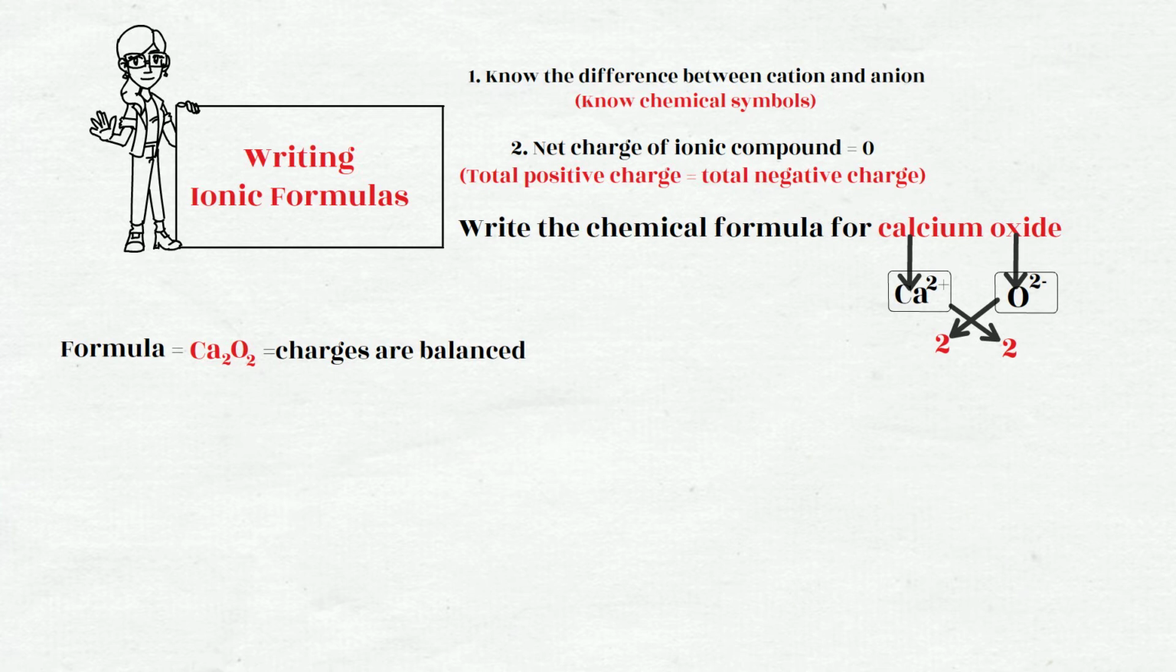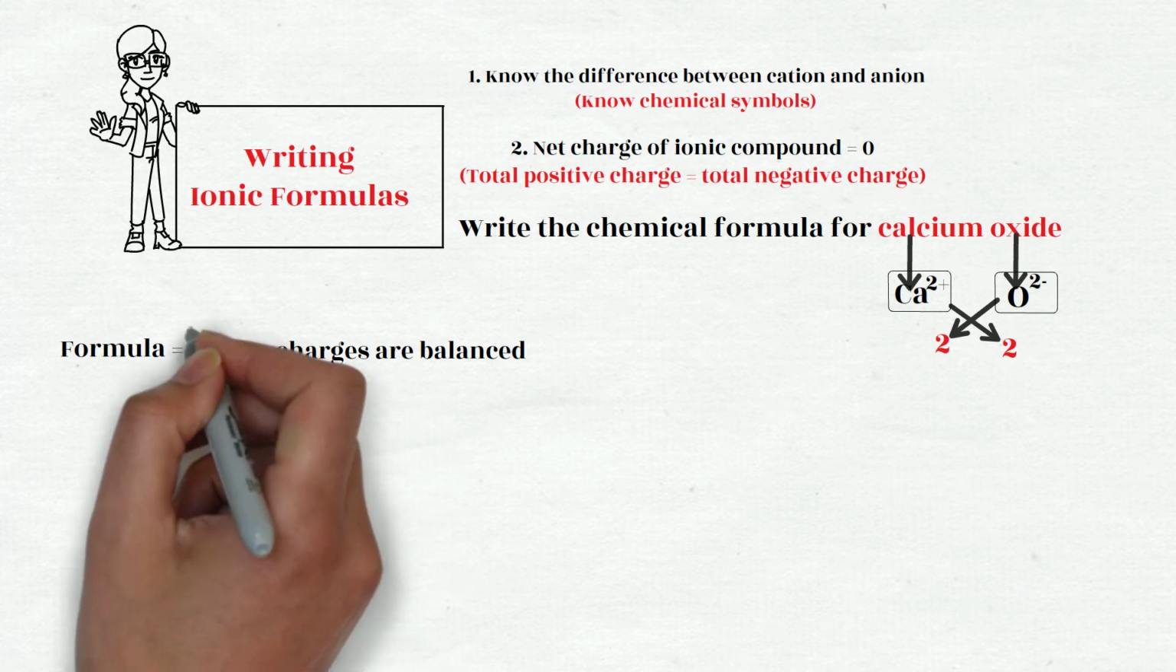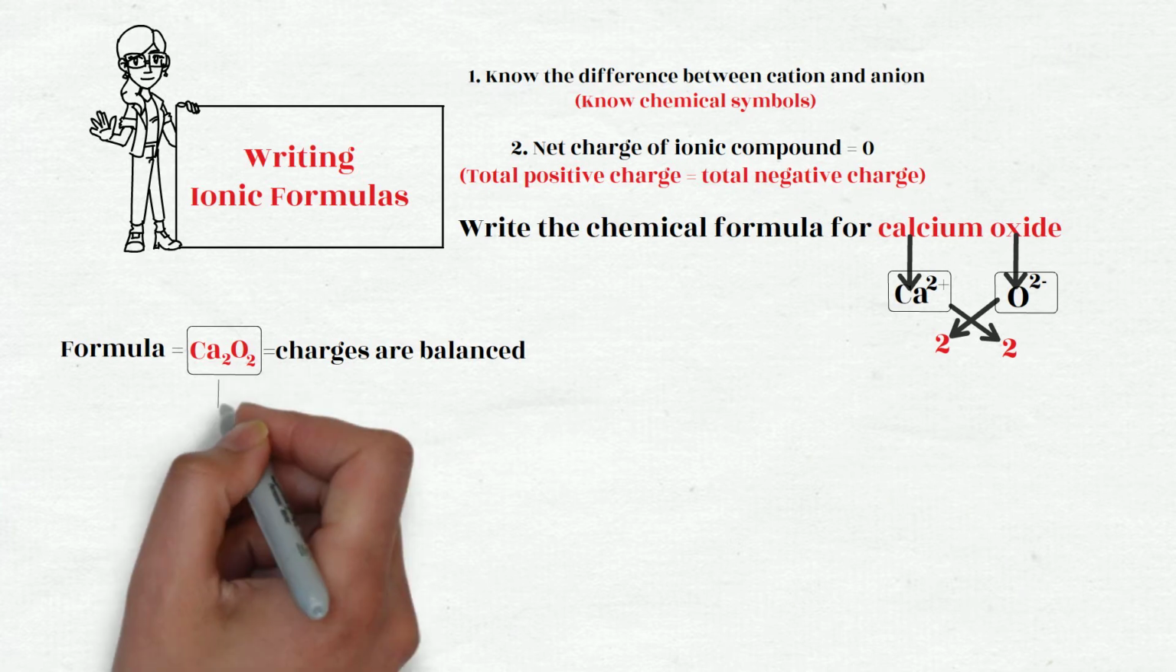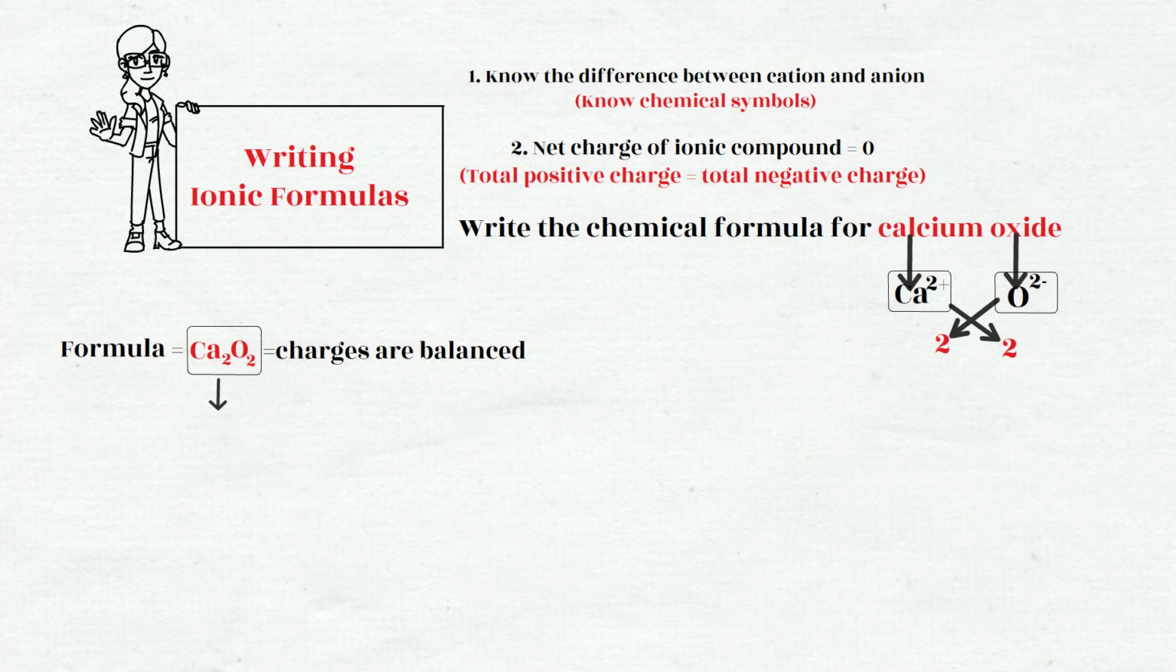Although the formula can theoretically be written as Ca2O2, in ionic compounds, we make use of the lowest whole number ratio when writing chemical formula. Essentially, this means that Ca2O2 can be further reduced to CaO.